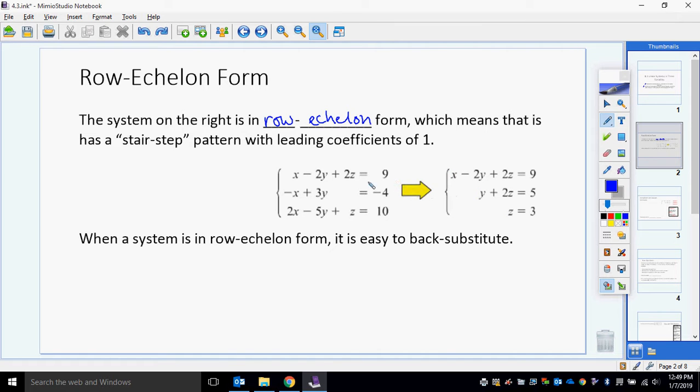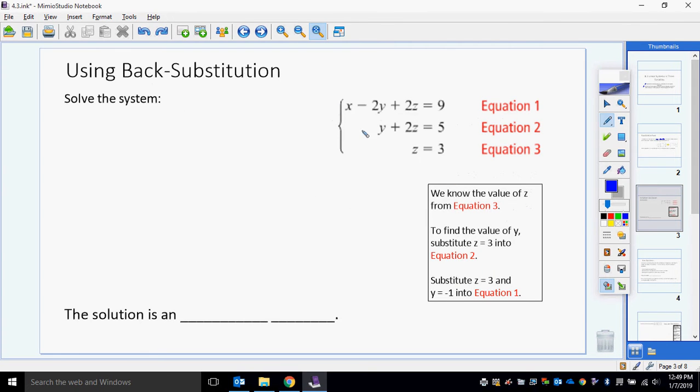That's row echelon form. So when we get it in row echelon form, it's easy to solve. We're going to use back substitution. Later we'll talk about how we go from a system looking like this into a system that's in a nice row echelon form. But first, let's look at one in row echelon form, and we're going to solve this system. Remember, to solve it means to figure out what x is, what y is, and what z is. Well, luckily, for starters, we know that z equals 3 because of equation 3 here. So that was step 1.